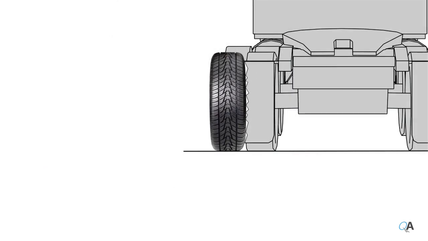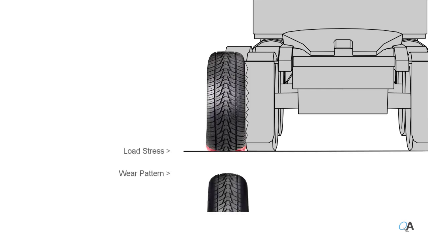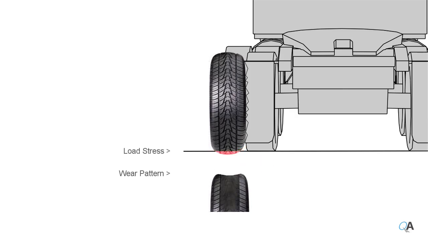However, shoulder wear that is symmetrical commonly indicates an excessive inflation condition, not an excessive camber condition. If the tire is underinflated, the greatest wear will be present on both shoulders. If the tire is overinflated, the greatest wear will be present in the center and the shoulders will remain unworn.